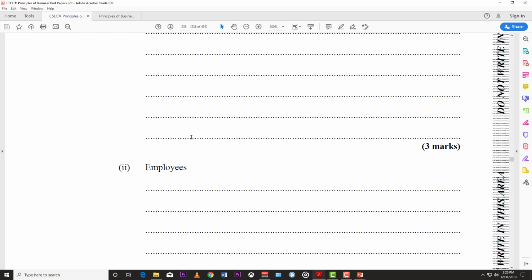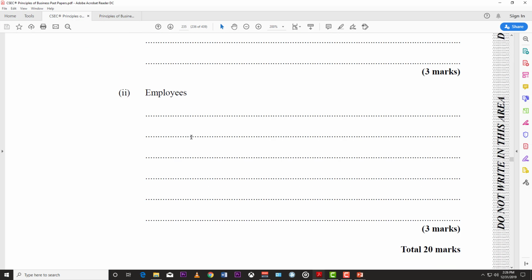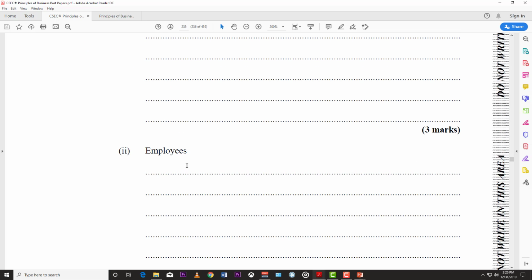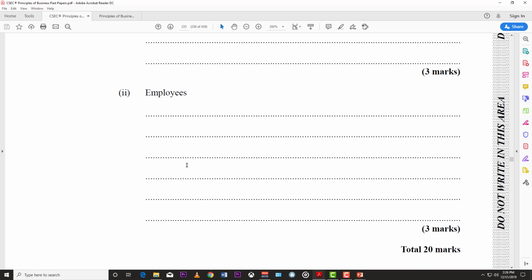Then we have the employees. Again, the employees. One thing about POB is that you don't have to be too textbook. You just use your head and you'll be able to pass it with flying colors. So the employees. Now, how can the employees help to lead to the success of the business? And of course, if you're a happy employee, you want the business to succeed.